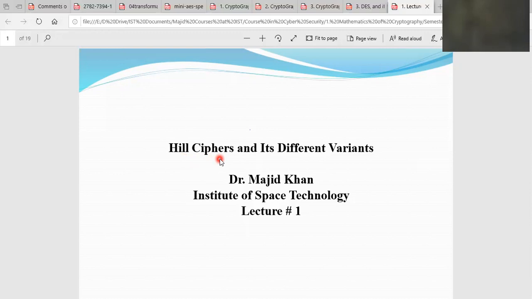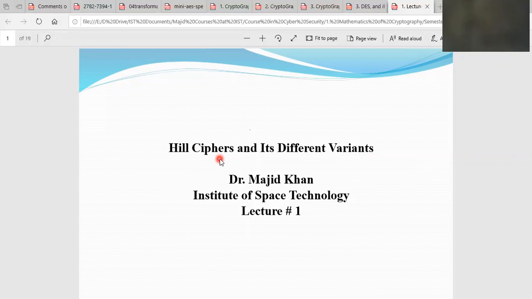from set of n tuple to set of n tuple. In that case, the matrix of transformation is square matrix, and in that case, matrix has some inverse as well as determinant. Determinant is possible. But today class is about some variant of Hill Cipher.